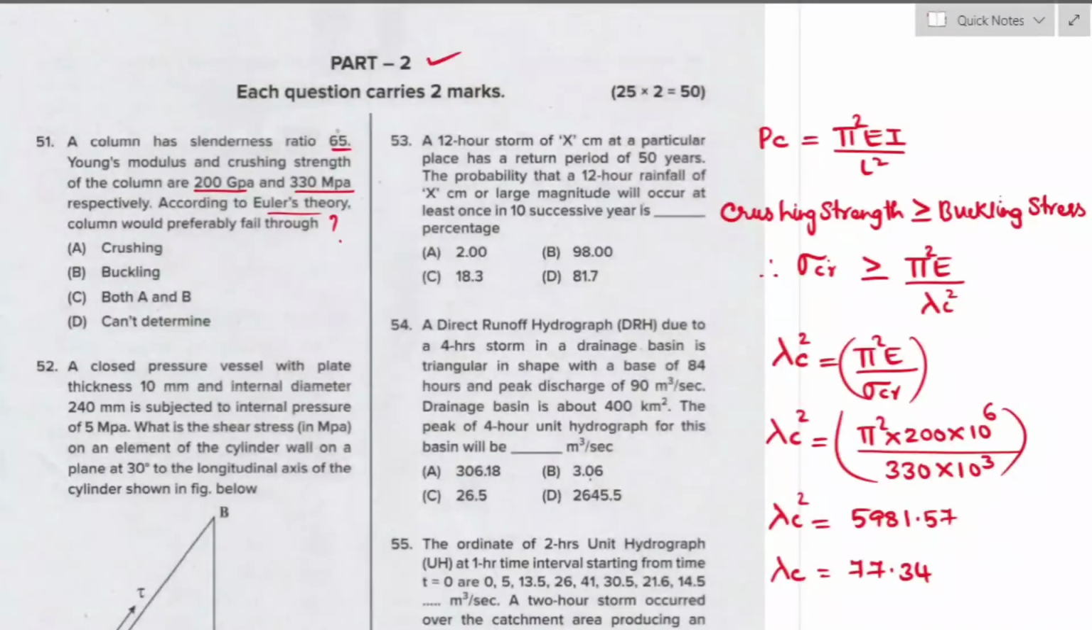Therefore, critical slenderness ratio is equal to 77.34. In the given question, the column slenderness ratio is 65 and the critical slenderness ratio is 77.34, which means that the given slenderness ratio is less than critical slenderness ratio. So according to Euler's theory, if the given value of the slenderness ratio is less than the critical slenderness ratio, then the column would fail through crushing. So option A is the right answer.